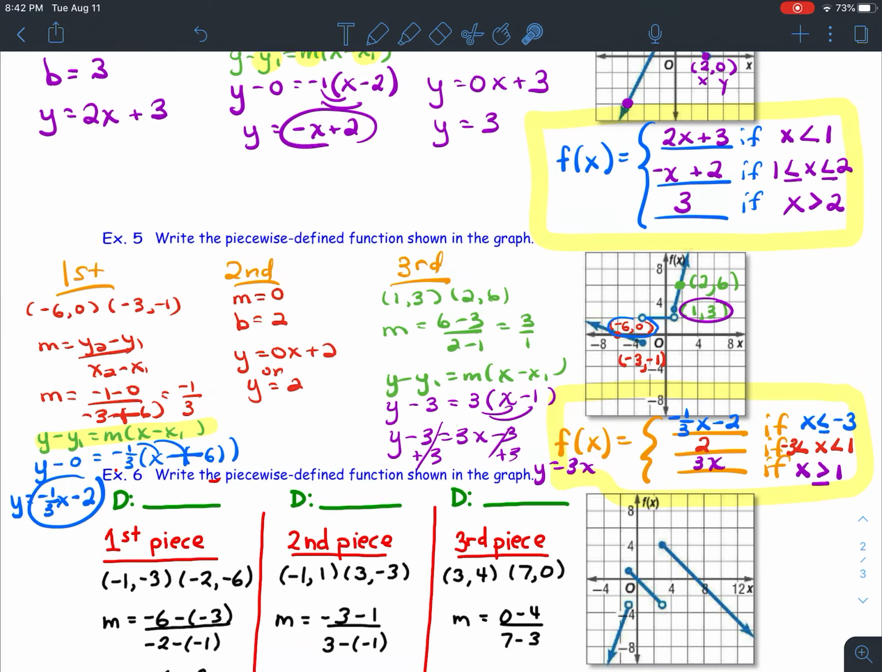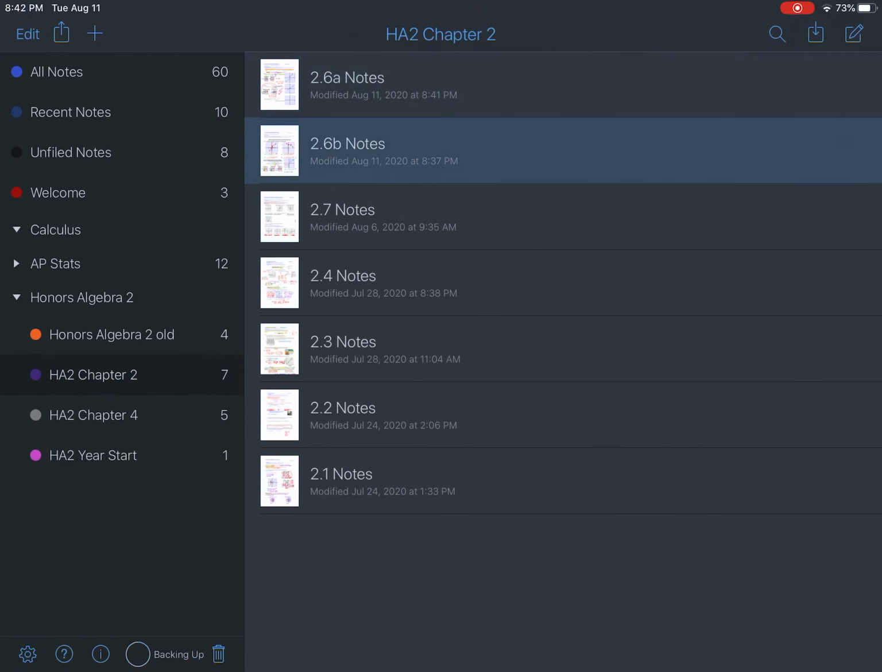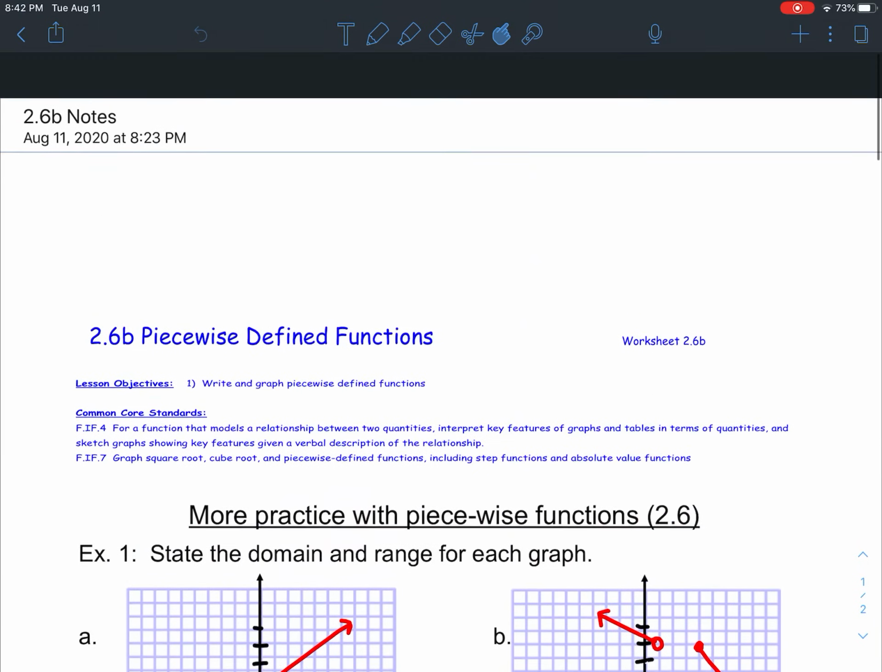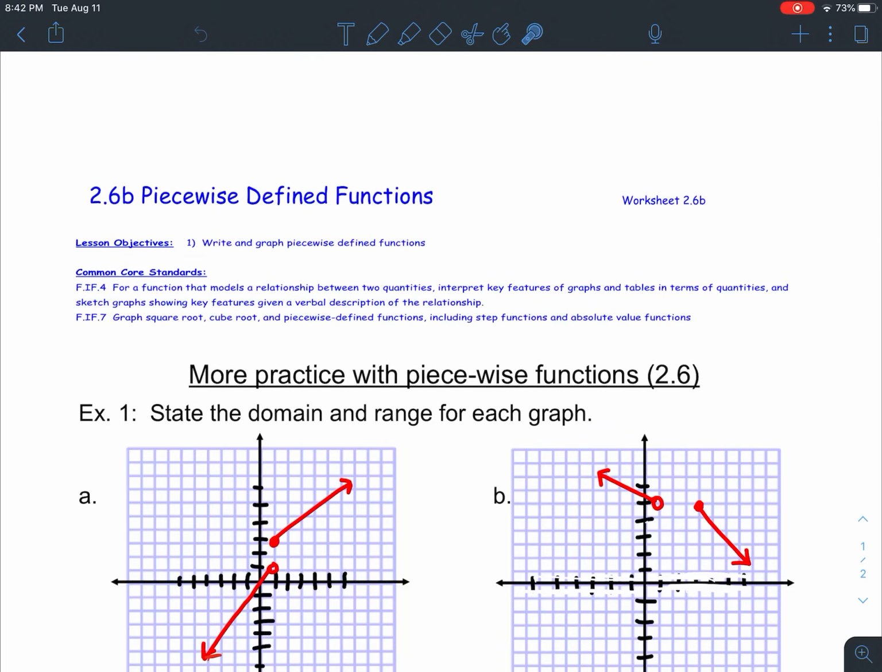Okay, this right here would be the answer to all the equation and the domain pieces for this graph. Okay, hopefully that helps if you needed to see another example of that.